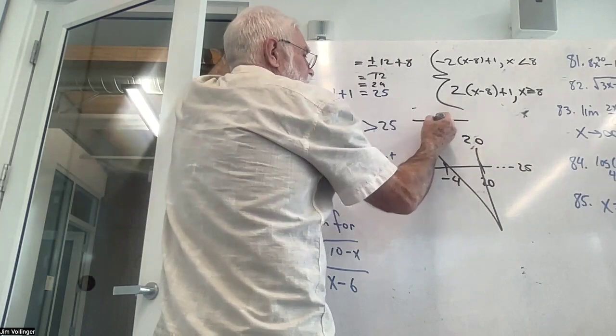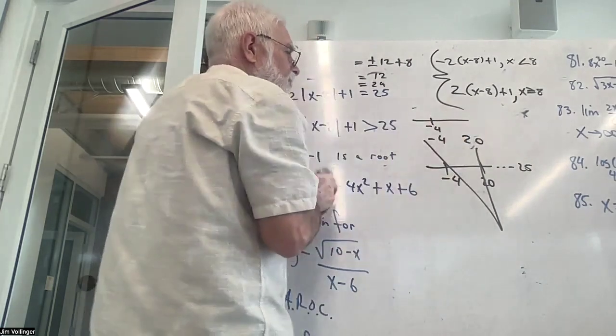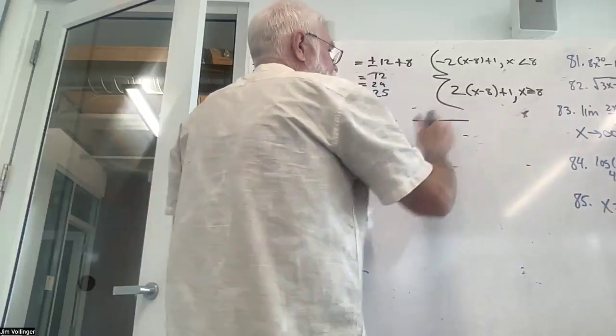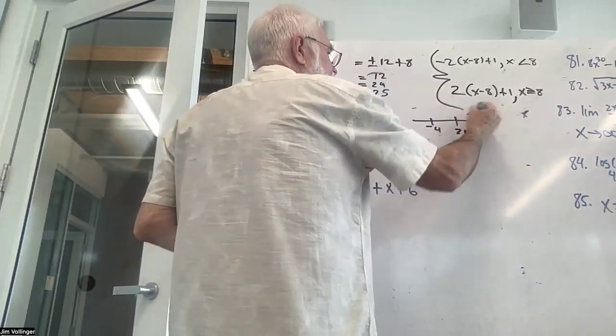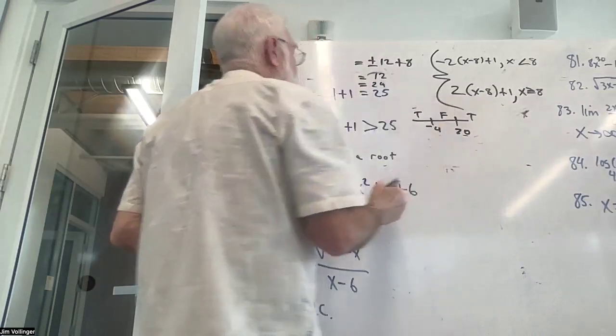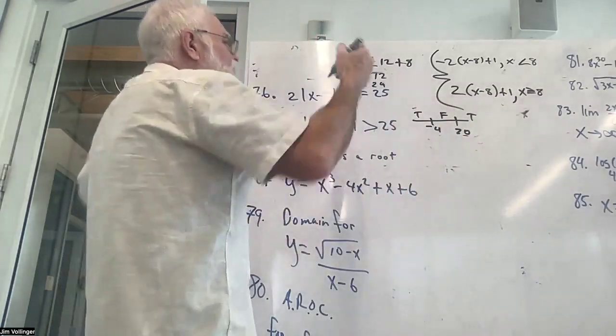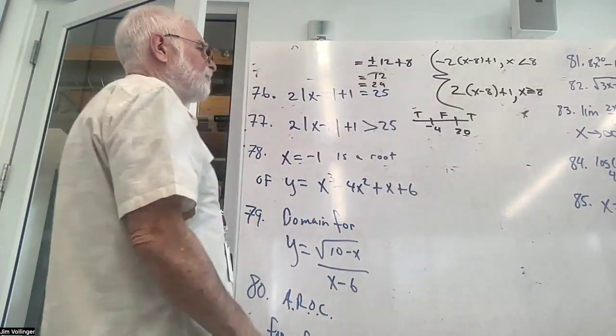Sign chart, all right, so let's take it from not the graphical, but let's do the sign chart. So I got -4 and I got 20. And I know that's going to be true, false, true, because I know that these are two linear branches, which means I'm going to get sign changes. So trial and error.